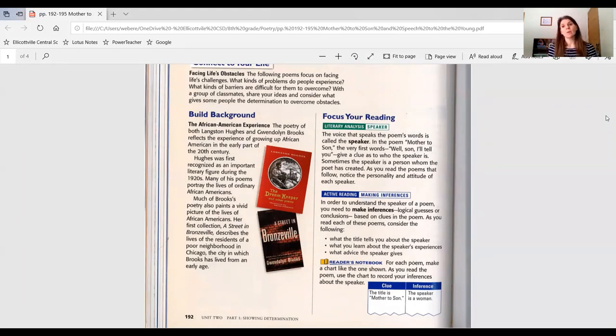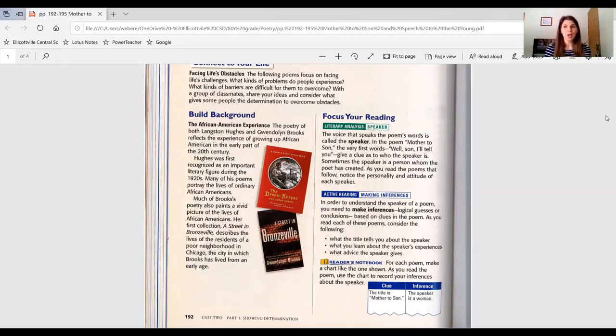So on the right-hand side, I do want to talk about speaker. We see the voice that speaks the poem's words is called the speaker. In the poem Mother to Son, the very first words, "Well, son, I'll tell you," give a clue as to who the speaker is. Sometimes the speaker is a person whom the poet has created. As you read the poems that follow, notice the personality and attitude of each speaker.